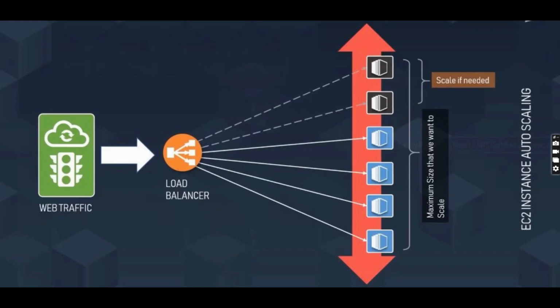Now as the traffic goes high, the load on those EC2 instances increases. As a result of this, auto scaling kicks in and 2 new EC2 instances are launched. So now this load balancer has to distribute the traffic among 6 EC2 instances. So how to achieve that? We'll see that in the demo.